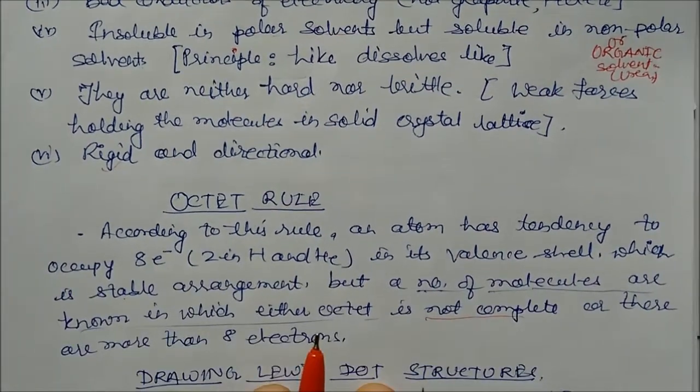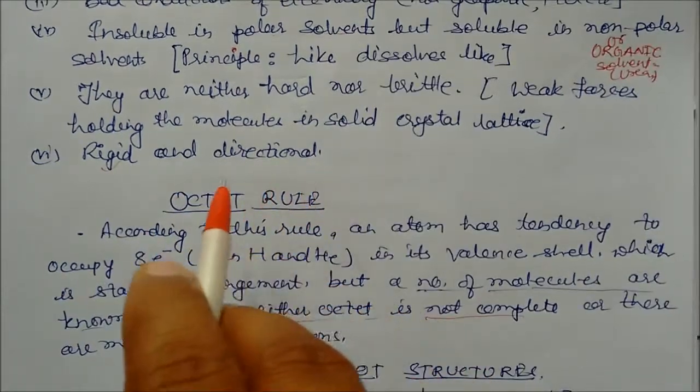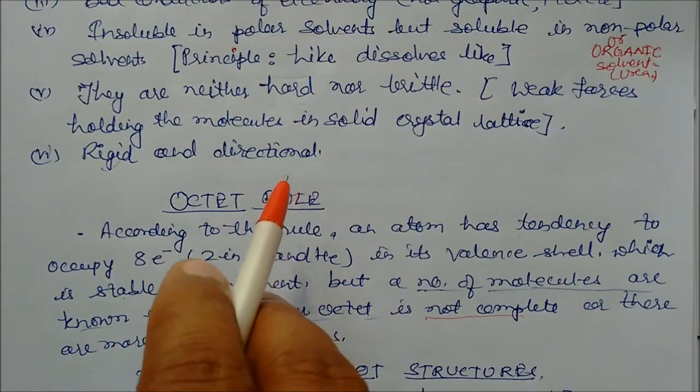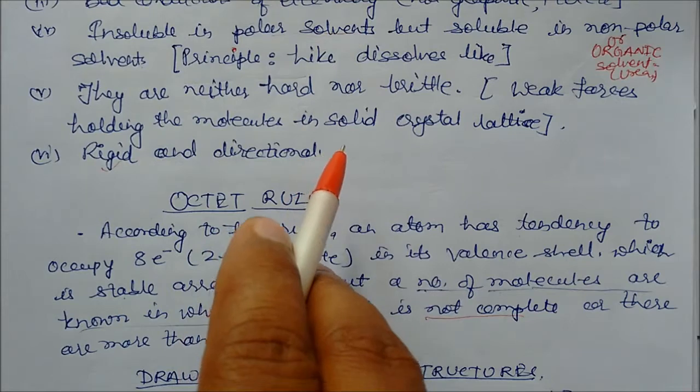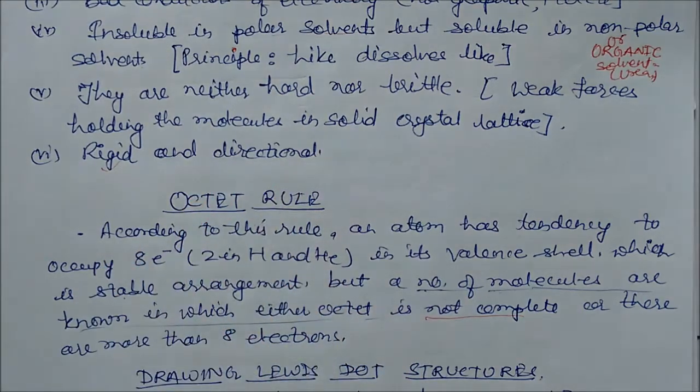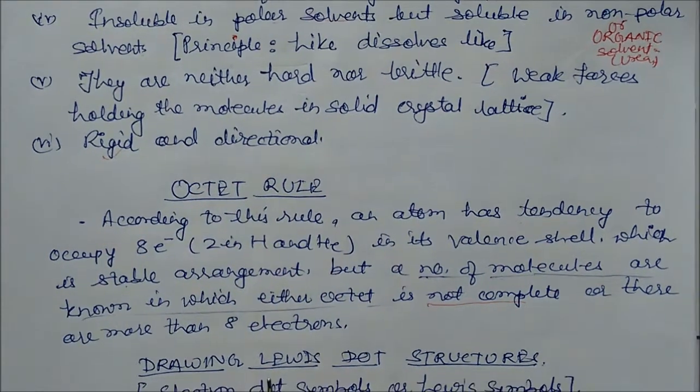They are rigid and directional. So they have a directional bond between two atoms, unlike ionic molecules which have a non-directional bond due to the ionic condition that we have seen in the previous lecture notes.